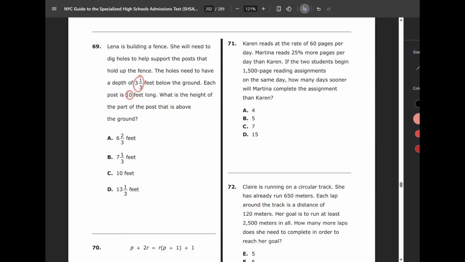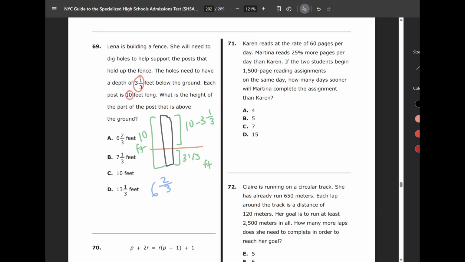So for something like this, just understand what's going on here. Let's draw a post, and we're saying that 3 1/3 is underground, and this entire thing is 10 feet. Actually, this looks like 31 1/3, doesn't it? My fault, 3 1/3. So if this whole thing is 10 feet and the bottom part is 3 1/3, that means whatever is up here has to be 10 minus 3 1/3.